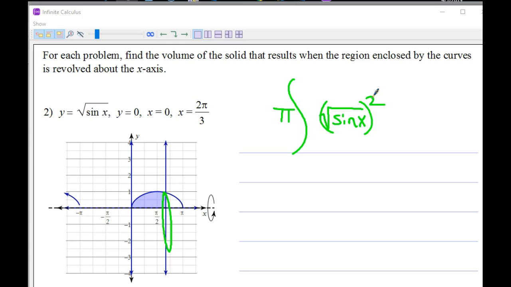Come on. Art, what are our limits? Our limits are 0 to... It's right here. So you see, we have this curve, the sine, right? We have y equals 0, that's this line. And then we have x equals 0, which is here. That's your left barrier. Your right barrier is 2 pi over 3.